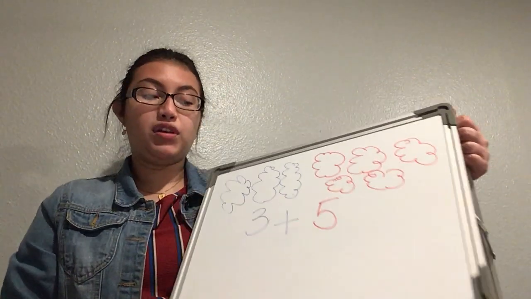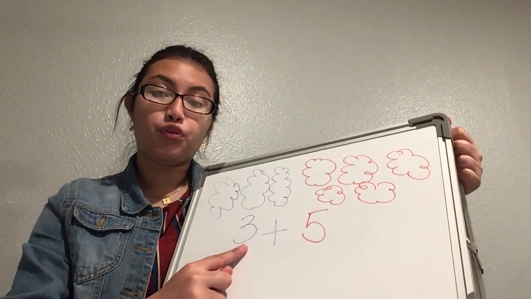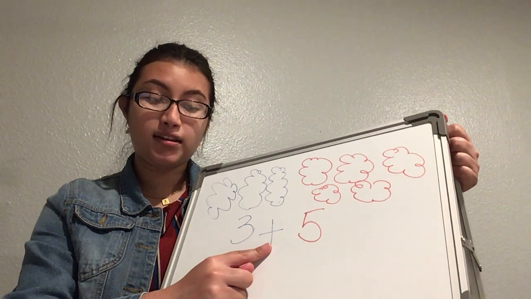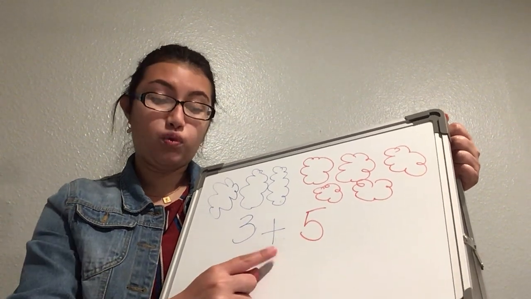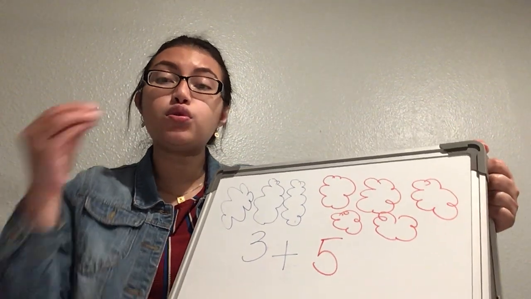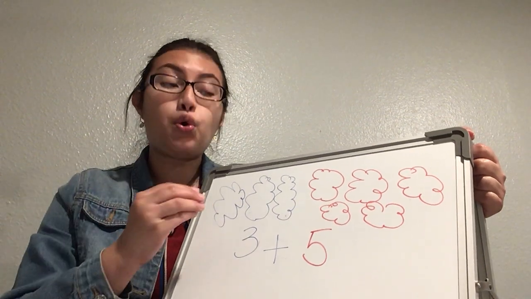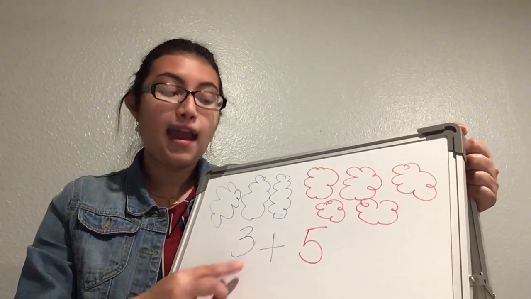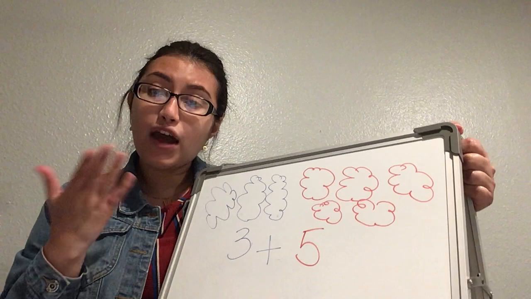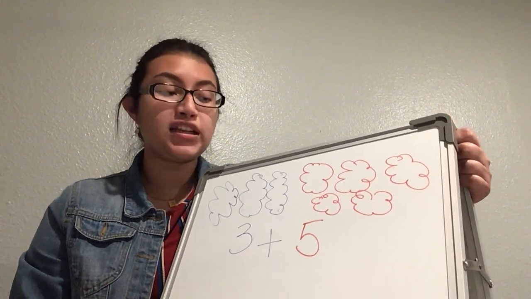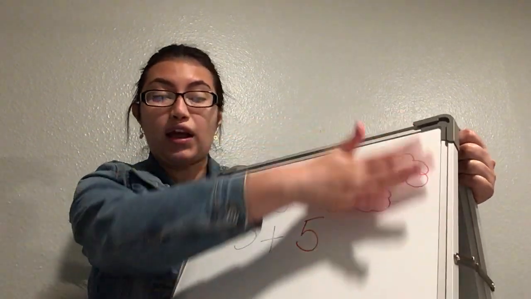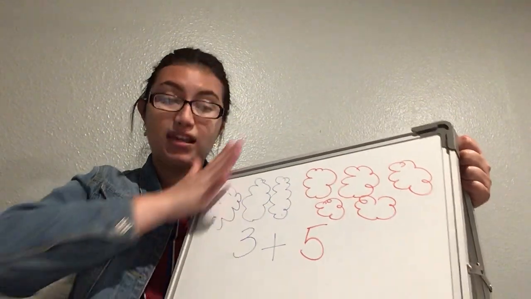So now I can read my sentence as 3 plus 5. And what does plus mean? Plus means to join. I need to join 3 and 5. And how do I do that, boys and girls? What do I need to do to join? I need to count them all together.